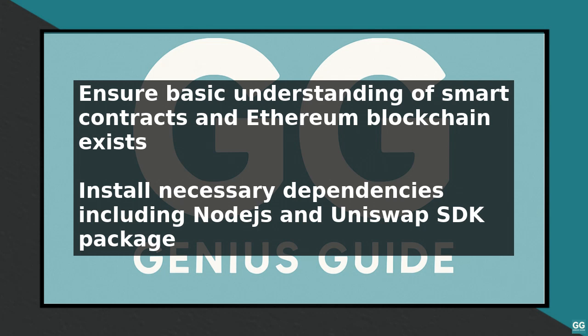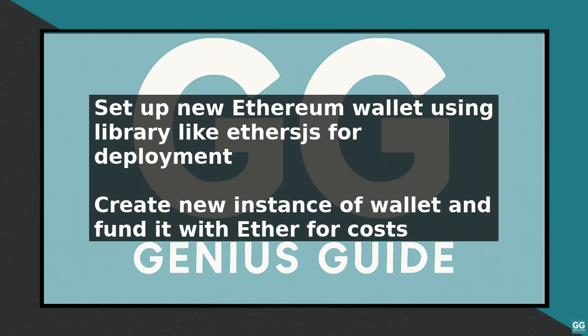Using npm or yarn, this package provides a set of pre-built smart contracts and tools to interact with the Uniswap protocol. Next, set up a new Ethereum wallet using a library like Ethers.js, which will be used to deploy and interact with the contract. Create a new instance of the wallet and fund it with Ether to cover deployment costs.